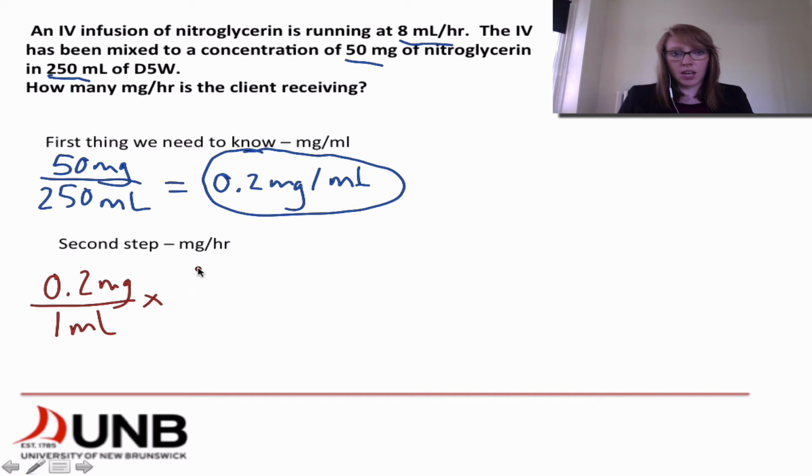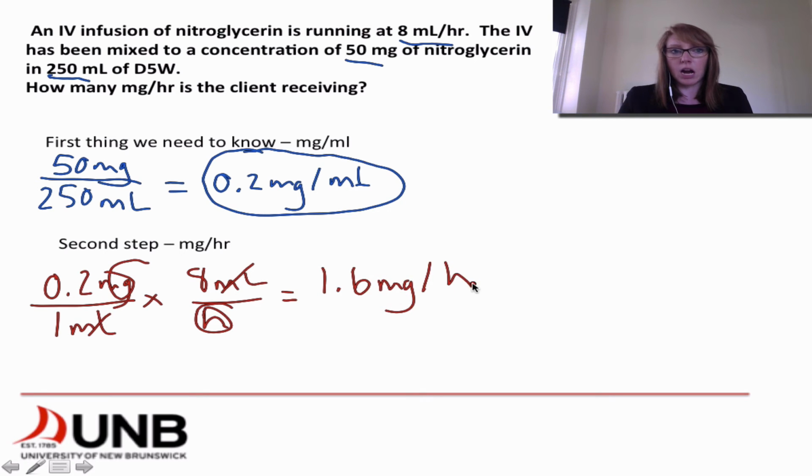and this is running at 8 mils per hour, this is what we have to do. We're going to cancel out our units. We're going to be left with milligrams per hour. And this patient is going to be receiving 1.6 milligrams of nitroglycerin per hour.